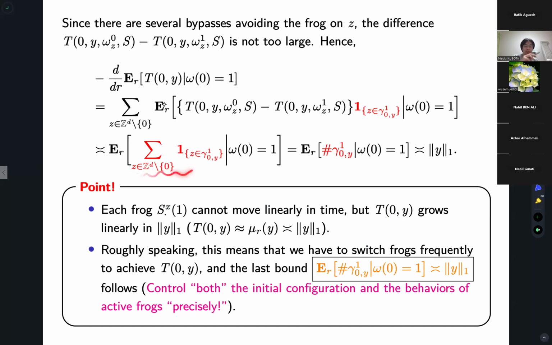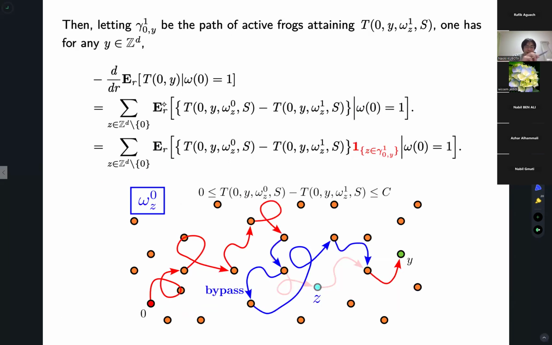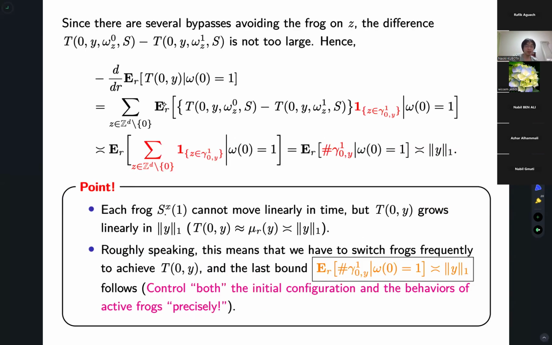This sum means the sites in the, sorry, R0x and R0y mean the path of active frogs attaining this first passage time. Finally, the derivative is bounded from below and above by the number of frogs contained in this path attaining the first passage time.